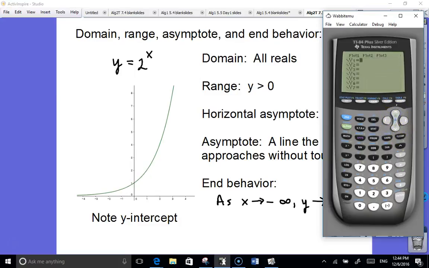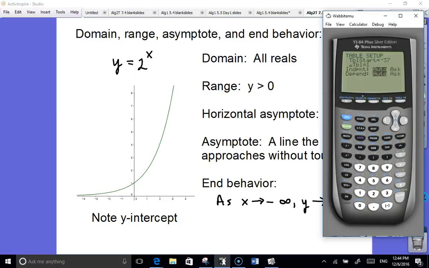So we know how to do that, right? We're going to go 2nd, X hat, and then go to the table of values. Second, table set.